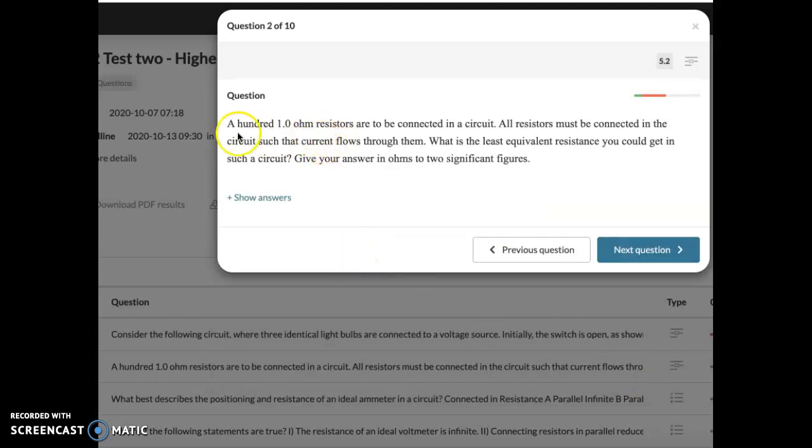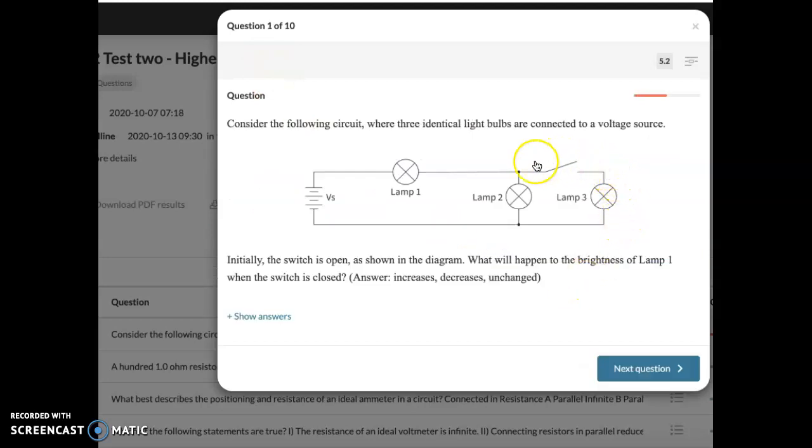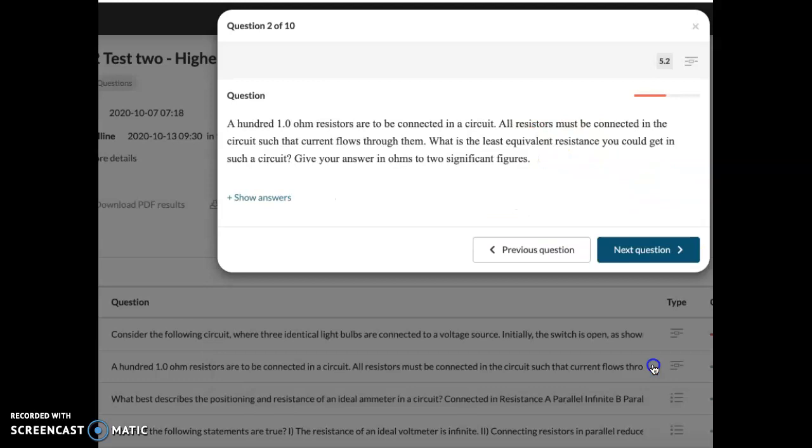This question's similar. 100 1 ohm resistors are connected to a circuit. All resistors must be connected in the circuit so that the current flows through them. What is the least equivalent resistance you can get in a circuit? Well, as mentioned before, when you put resistors in parallel with each other, the resistance is reduced. So if you were to put 100 of these lamps in parallel with each other, then what you're doing there is you are reducing the resistance 100 times.